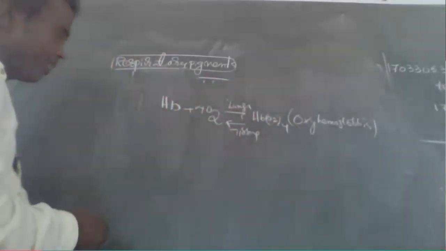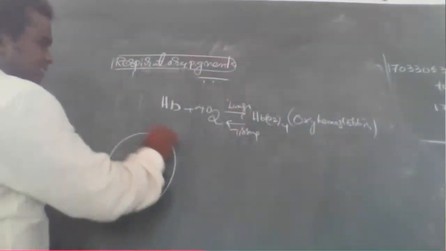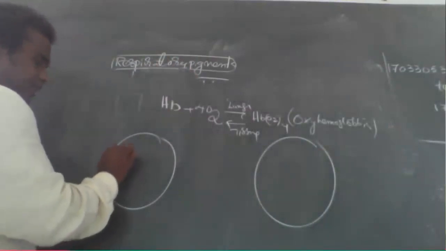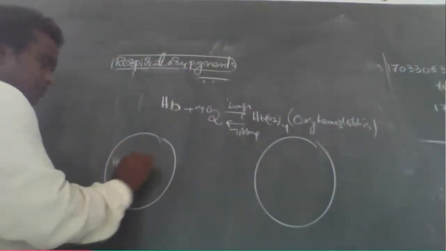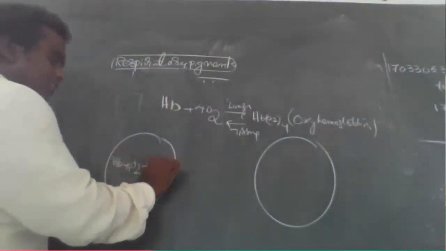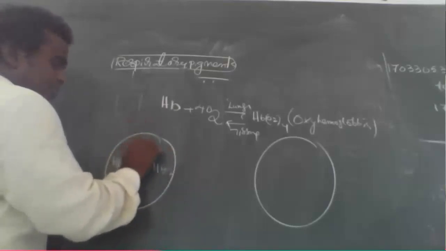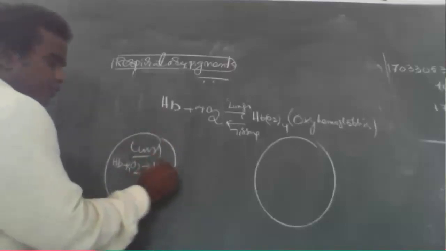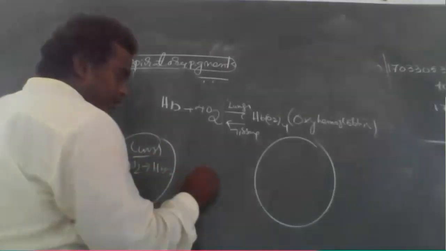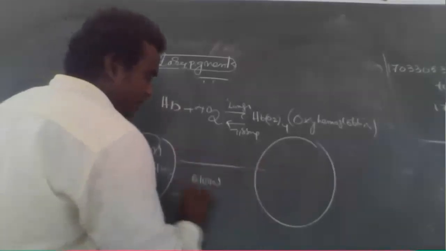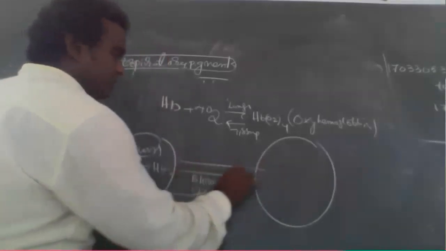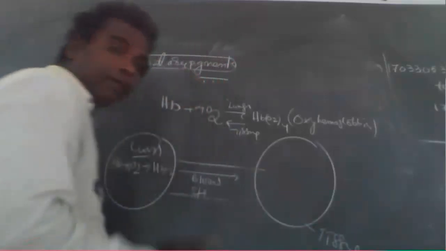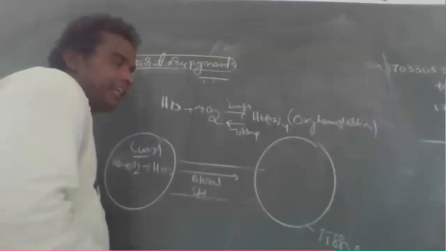For example, this is the lungs, this is the tissue. Here hemoglobin binds with oxygen, and oxyhemoglobin is formed. This is the lungs reaction. It enters into the bloodstream, and then enters into the tissue.